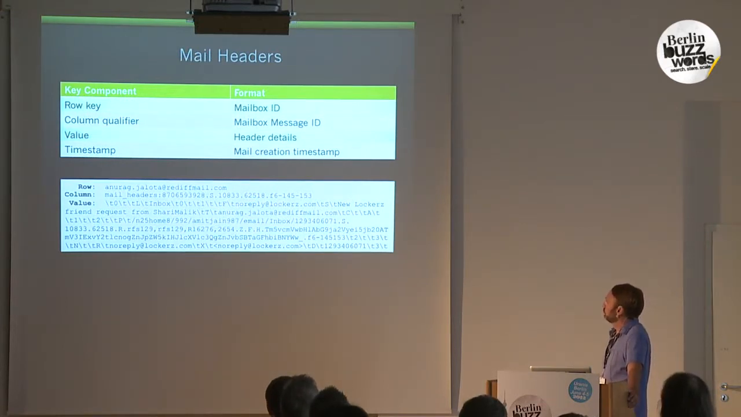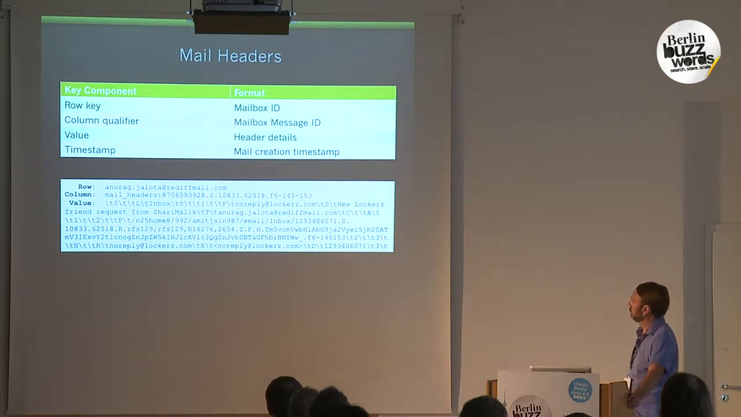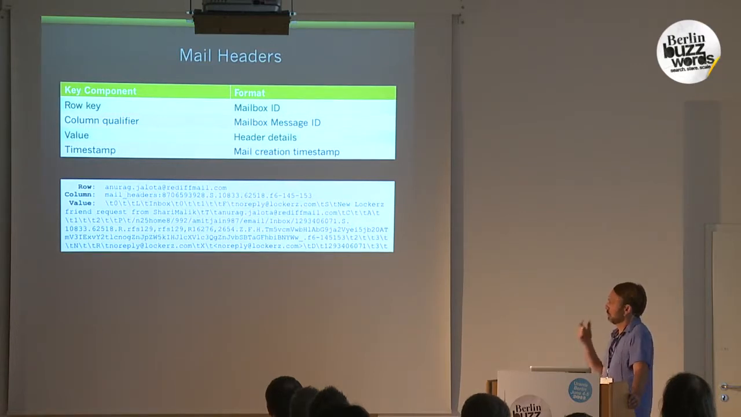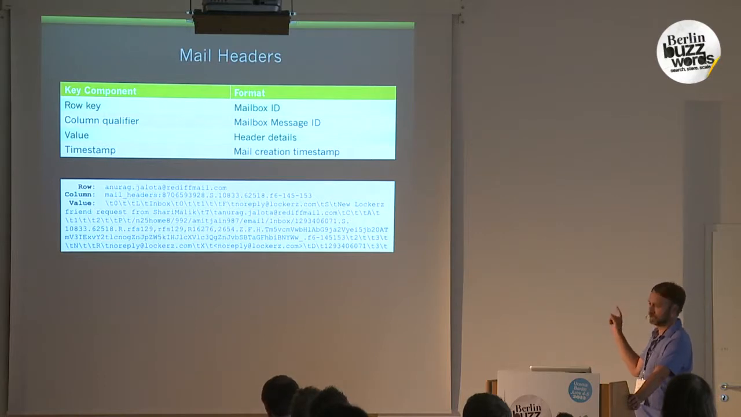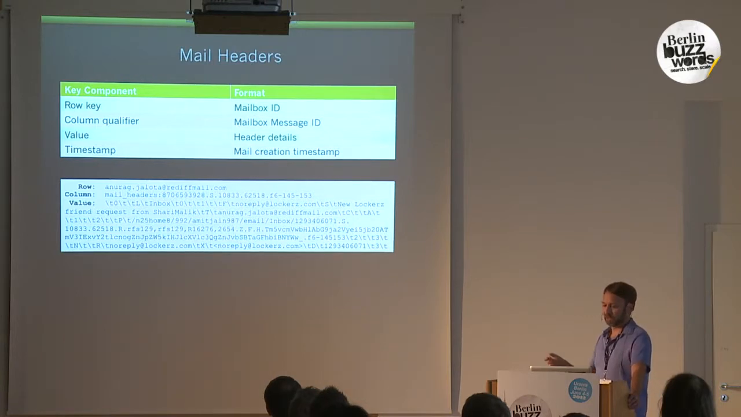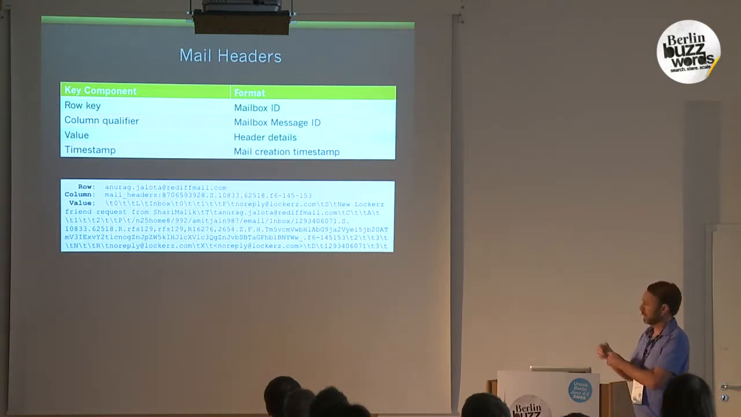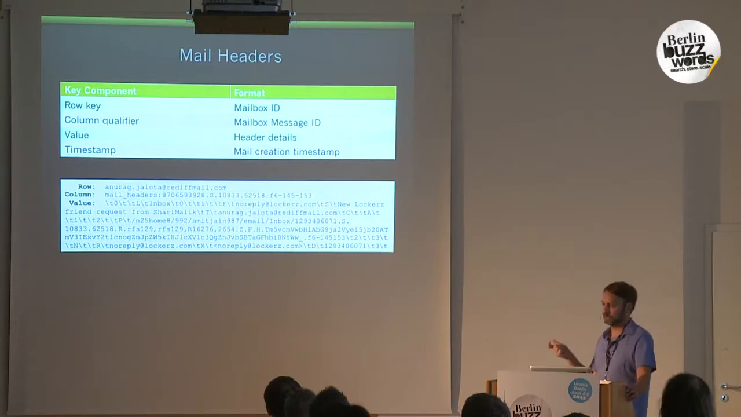Okay, so this is the mail header format. The row key is the mailbox ID, and this is essentially the email address of the inbox. The column qualifier is the message ID, and so this is the identifier that uniquely identifies the message. The value is all the header information, and the timestamp is the mail creation timestamp. And this is an example of what one actually looks like.